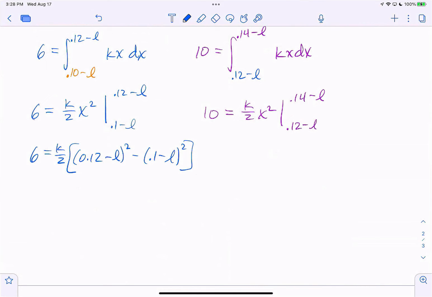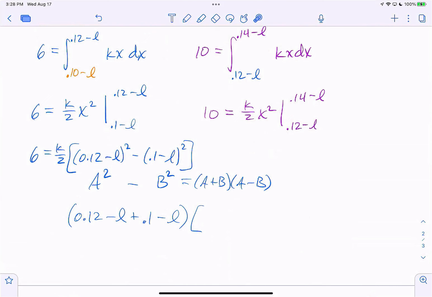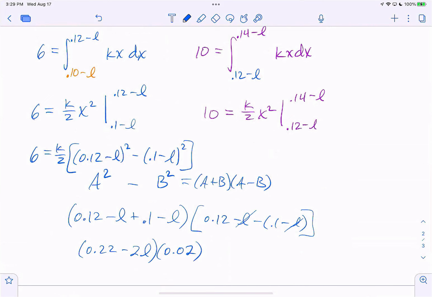Before we go any further, I see that in the brackets here, I have two terms. It's a difference of squares, right? This is like a squared minus b squared. That factors into a plus b times a minus b. All right, so let's see what that becomes. A plus b, so that's 0.12 minus L plus 0.1 minus L, times a minus b, so that's 0.12 minus L minus the quantity of 0.1 minus L. These simplify, and we get 0.22 minus 2L in the first set of parentheses, and in the second set, the L actually subtracts out, and we have 0.02.